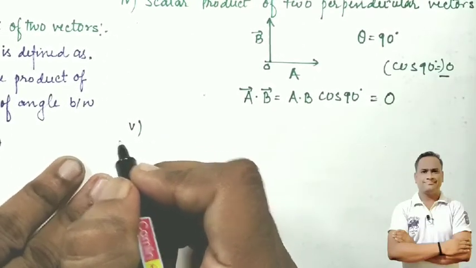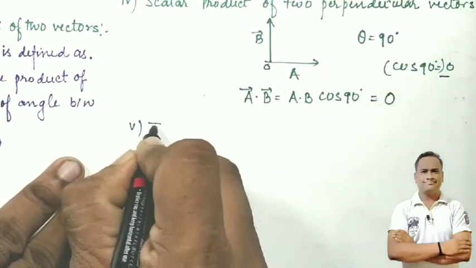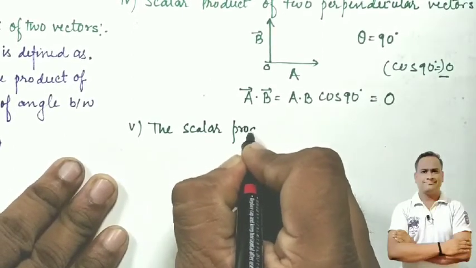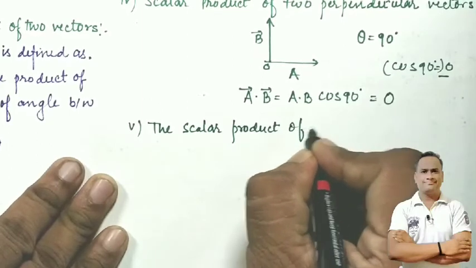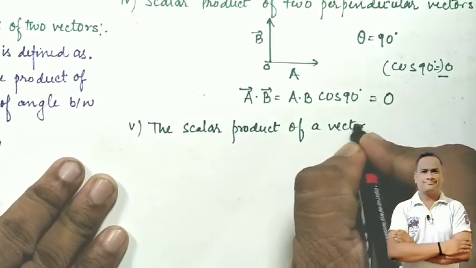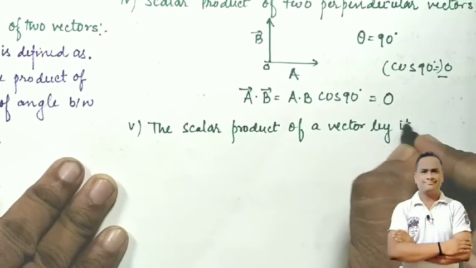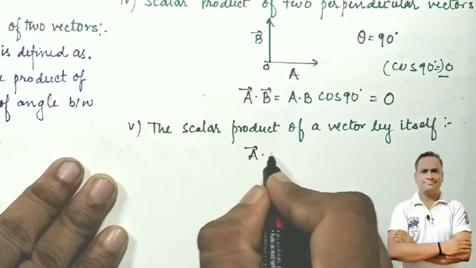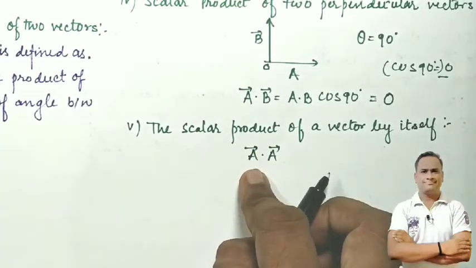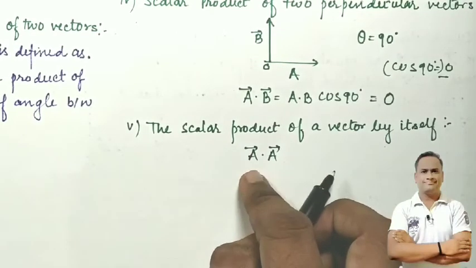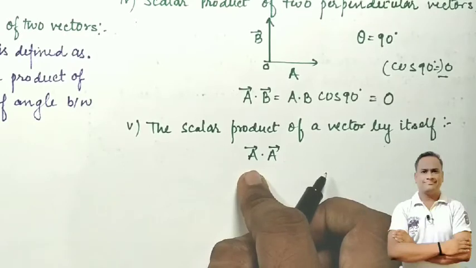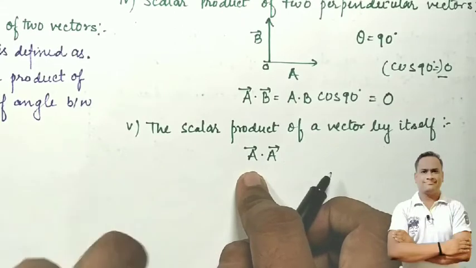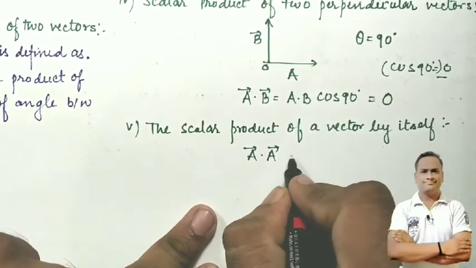If vector A is multiplied with itself, it means that vector A is multiplied with vector A. If both vectors are the same, then their magnitude will be the same and their direction will be the same. When the direction and magnitude are both the same, then their angle will be 0 degree with each other. So how can we give their expression?